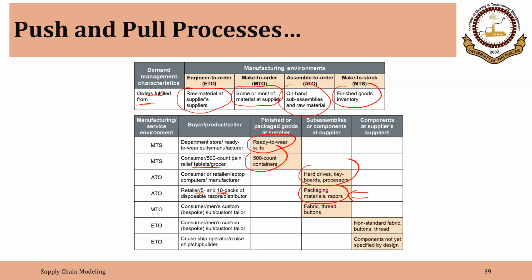Examples of make to order are specially made fabric for a specific event. So special embroidery is done. So that is an example of make to order. Or any item, anything that you make according to customer requirements. It could be furniture, it could be some specific equipment, it could be a specific car or anything that will come under make to order. And in engineer to order, non-standard fabric or components not yet specified by the designer are examples of engineer to order.